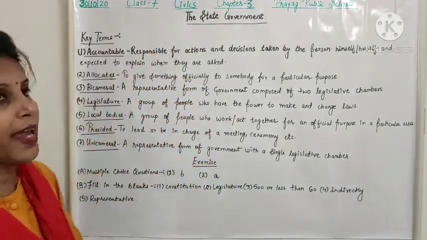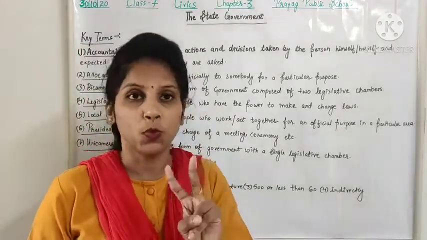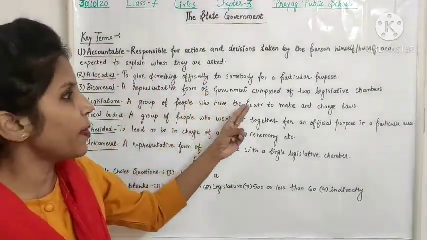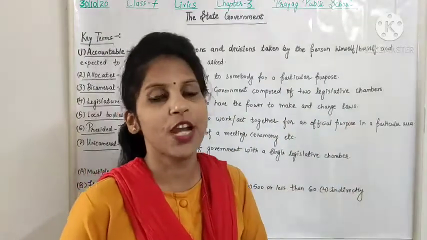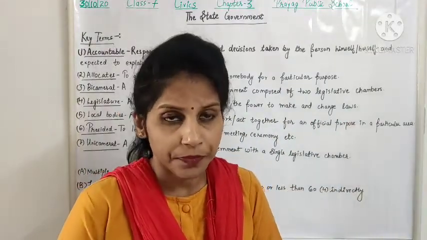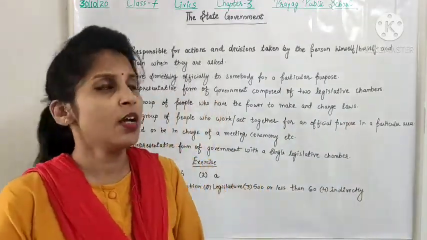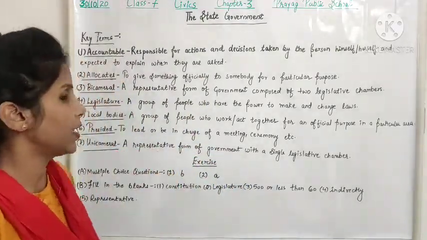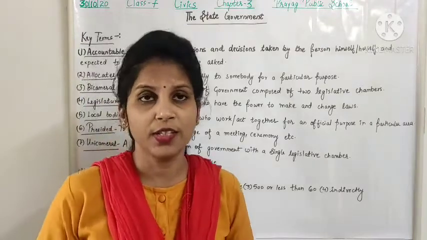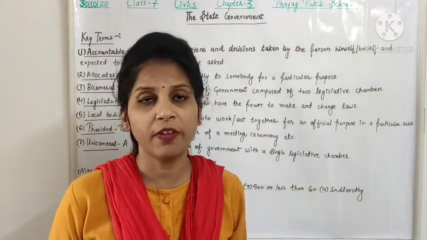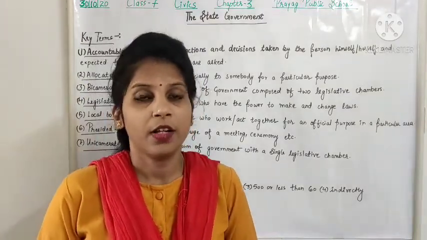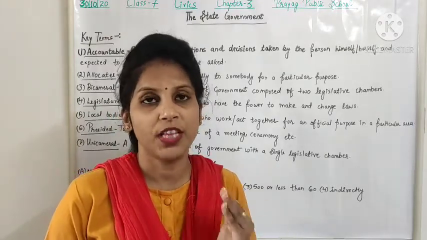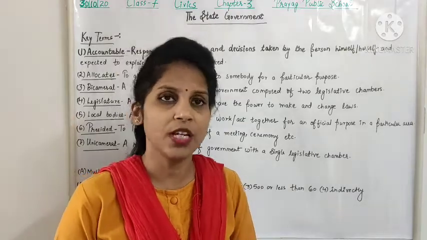Then third is bicameral. Bi means two. Okay? A representative form of government composed of two legislative chambers. तो ऐसा legislature जिसमें दो legislative chambers होते हैं. ठीक है, ये ऐसा government का form होता है जिसमें legislature दो parts में divide होता है. ठीक, that is legislative assembly and legislative council जिसे हम हिंदी में विधान सभा and विधान परिषद कहते हैं.